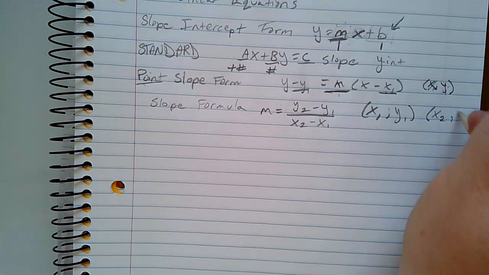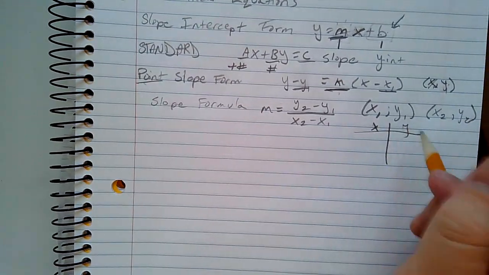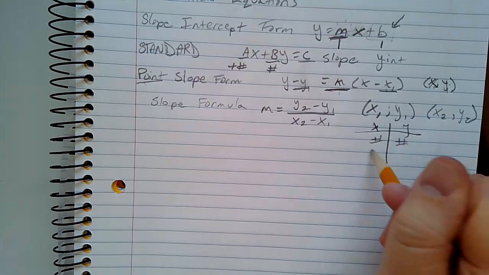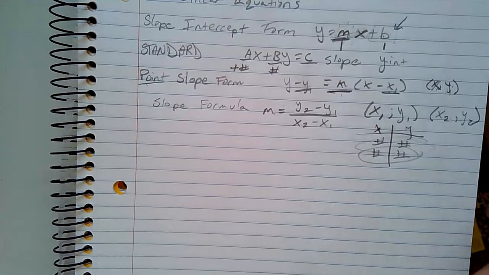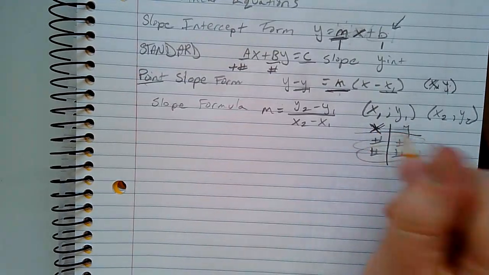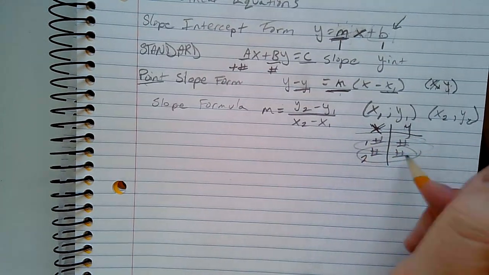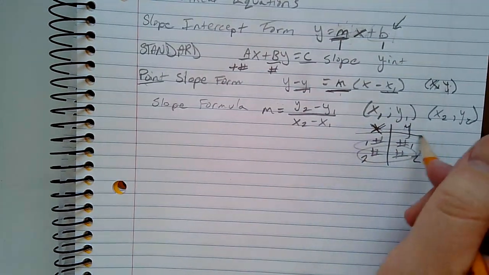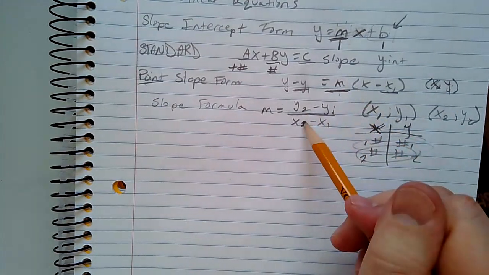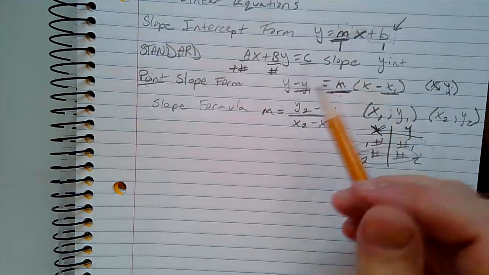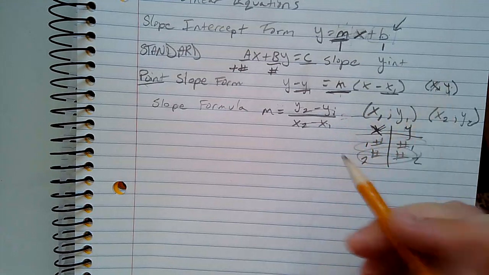So x2 and y2. These could be on a table with your x and y values, where you have numbers all over the table, and you can just pick 2 of them, call one of them x1, y1. Remember, your x's are on the left side and your y's are on the right side, so call one of them 1 and the other one 2, and just plug them into the formula. x1 down below, y1 up top, x2 down below, and y2 up top. When you plug them in, you subtract them, and then you simplify.